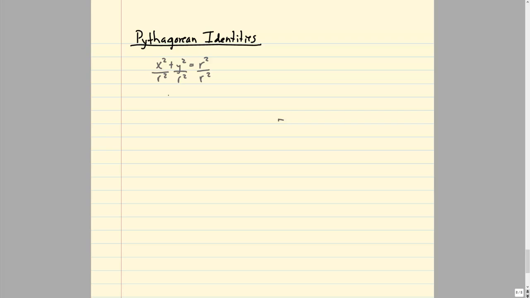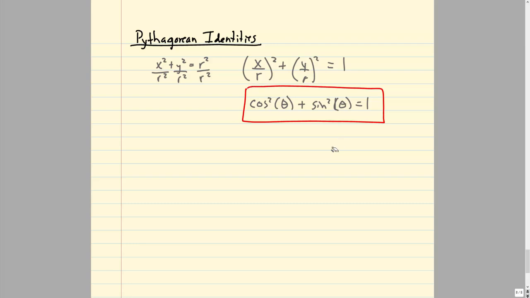Let's go ahead and see what this looks like. This would look like (x over r) quantity squared plus (y over r) quantity squared is equal to r squared over r squared, which is 1. Well, we know that x over r is equal to cosine. So this looks like cosine squared, and I'm going to use the angle theta, plus sine squared of the angle theta equals 1. So this is one of your Pythagorean identities. Sine squared plus cosine squared equals 1.